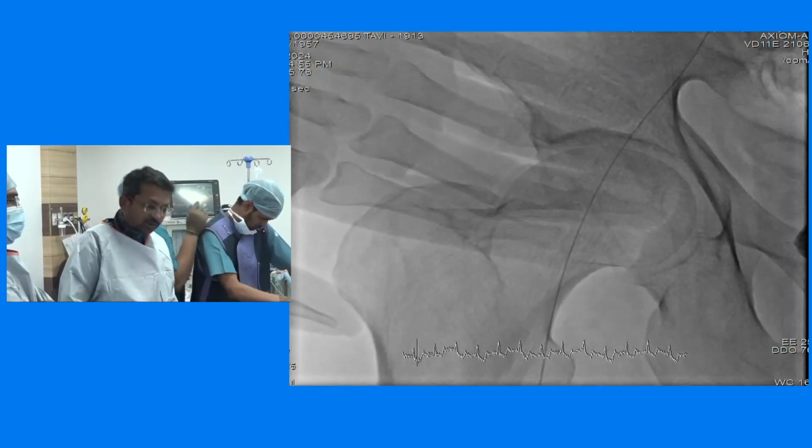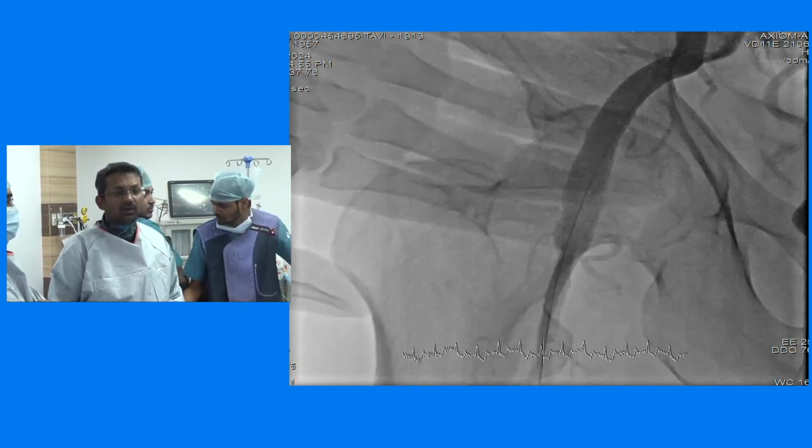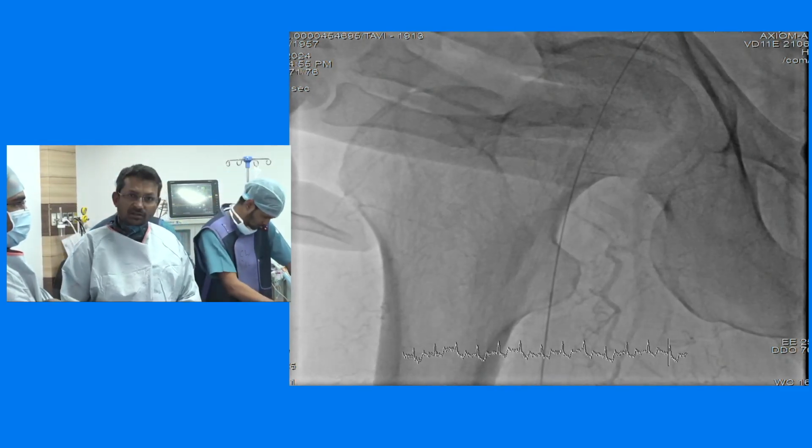I am thankful to all my colleagues, Dr. Radesh, Dr. Shoaib, Dr. Sarkar, the cardiac anesthetist, chief technician Gopalji and all. So I am thankful to all of you for this successful case. Thank you. Thanks again.